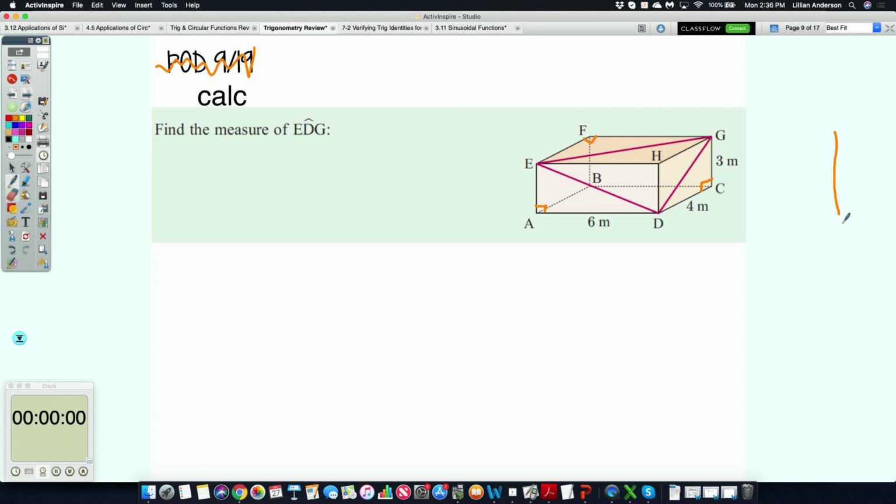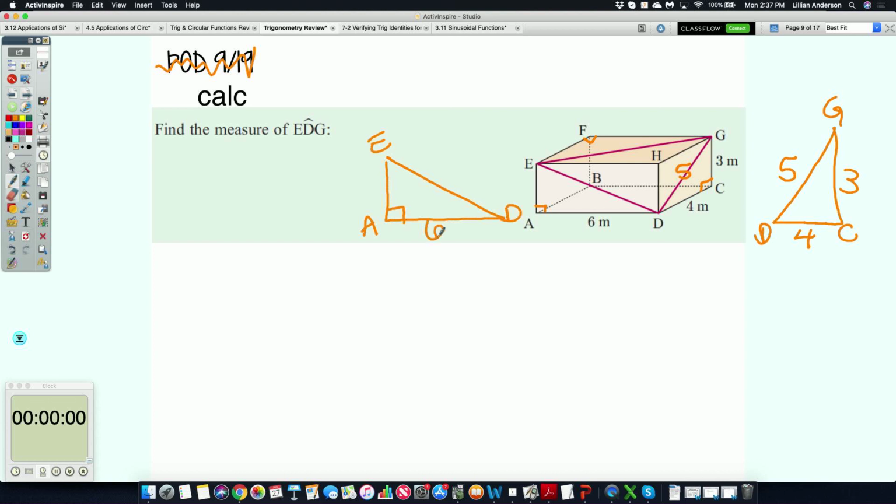So in this triangle over here, DCG, this is a 3, 4, 5 triangle, so this side is 5. In this other right triangle, AED, this side is 6. What's AE? 3. So then you have to use Pythagorean theorem to find ED, which was what?